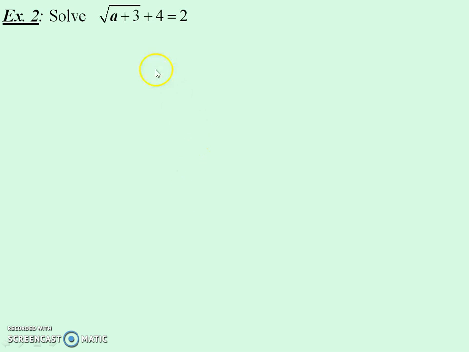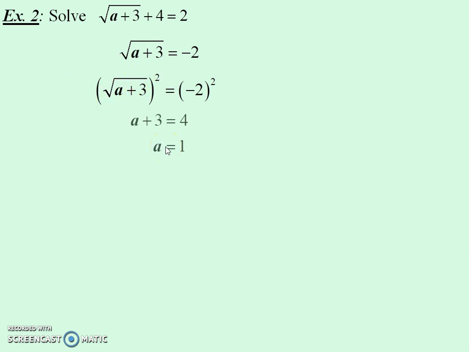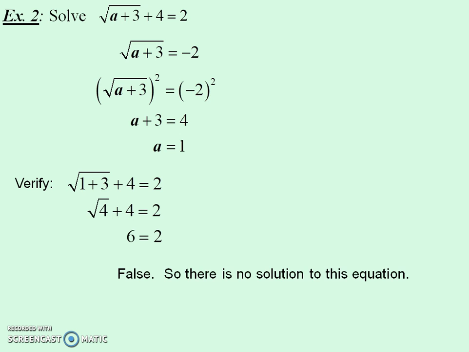In example 2, I've got two terms under the radical, but it's the same idea. I want to isolate the radical, square both sides. When I do this, the entire square root and the squared cancel. I'll isolate the a completely. I've got an answer, a is 1. And verify means that I plug it back into the very original, very first expression. And when I plug that in, I get root 4, which is 2, plus 4 is 6. It's not equal to 2.